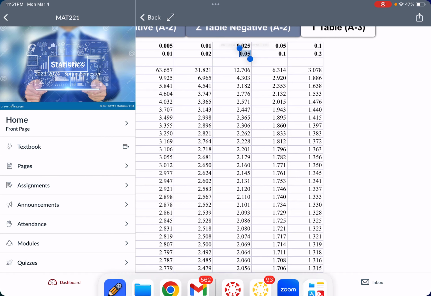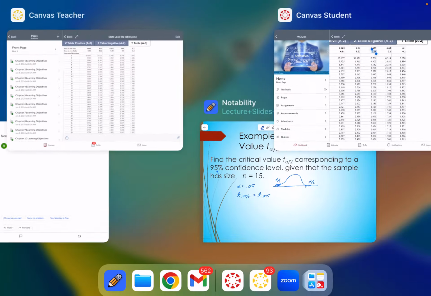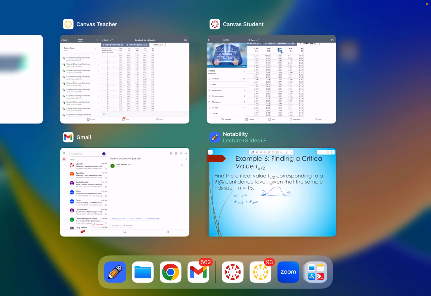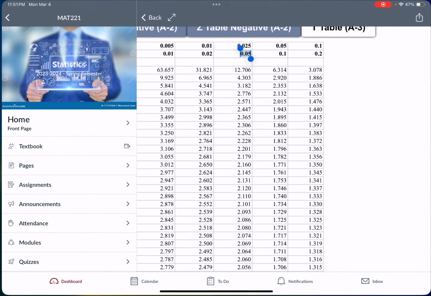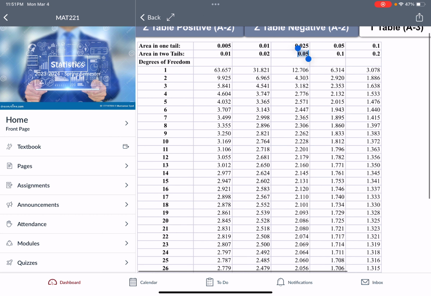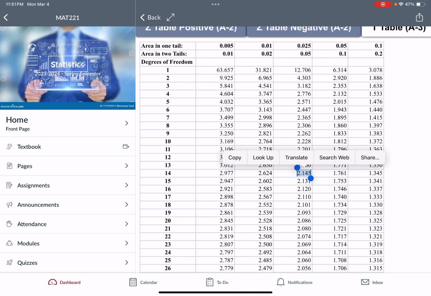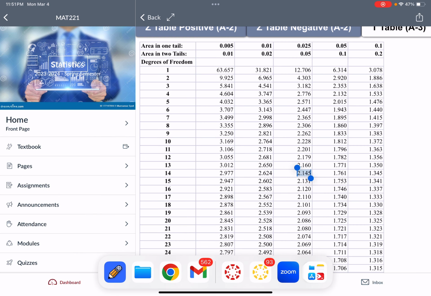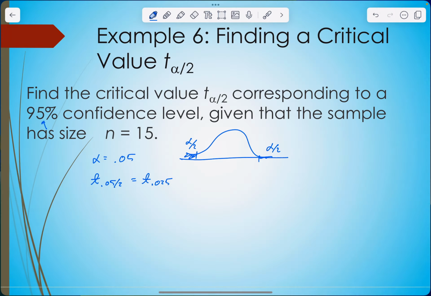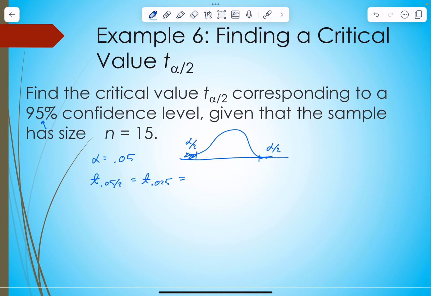And now I need to find my degrees of freedom. N equals 15, so the degrees of freedom is going to be 14. So I'm going to line it up, and I'm right there, 2.145. That's my critical value. 2.145, and that was from the table.